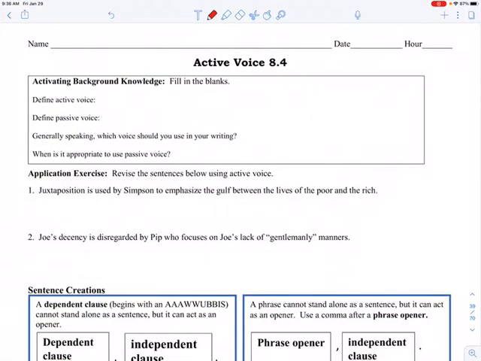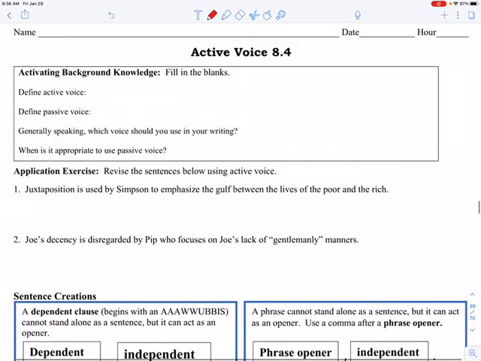All right, hey students, this is Active Voice 8.4, Level D. As we did last time, go ahead and fill in the blanks. Define active voice and passive voice, and which should you use in your writing, and when should you use passive voice. If you haven't paused the video, you can do that. And let's fill these in case you missed anything. So again, try to do it from memory.